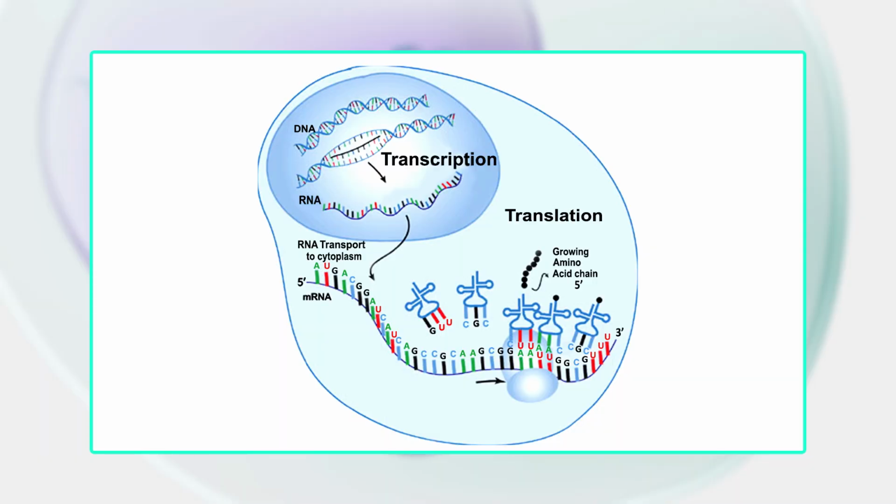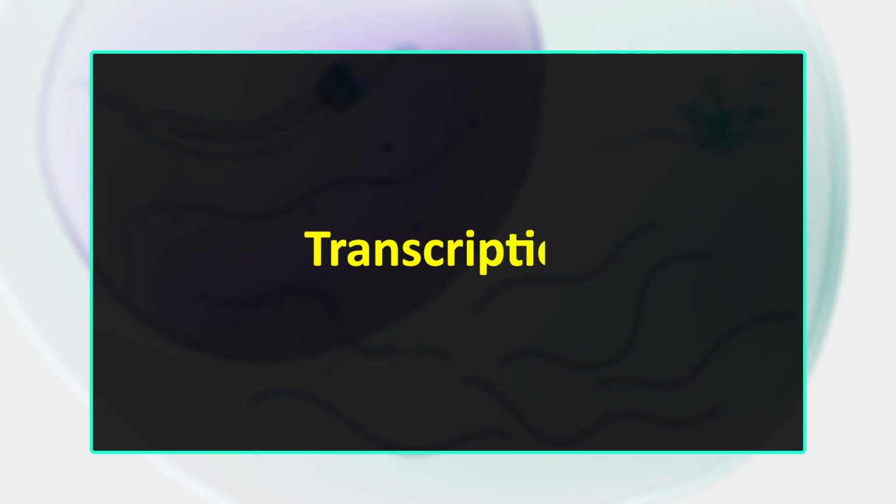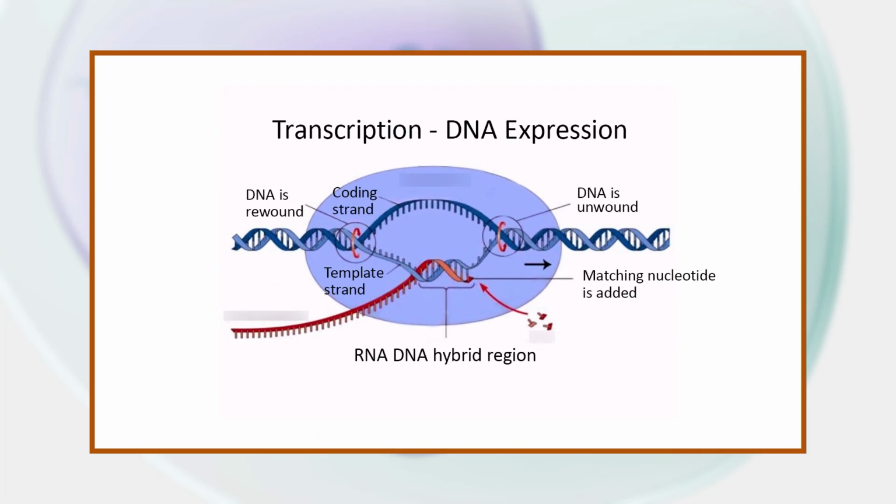There are two key steps involved in making a protein. One is transcription and the second is translation. Dear students, let's now discuss the transcription. The initial step in gene expression is the transcription of the DNA molecule into an exact RNA copy.